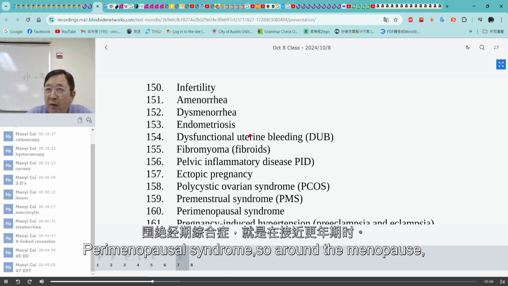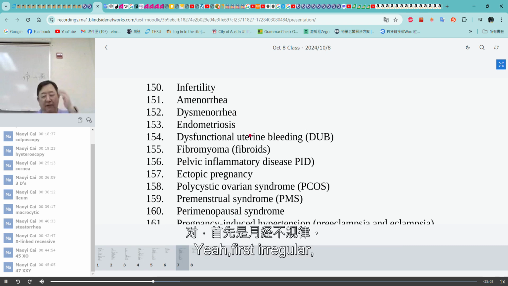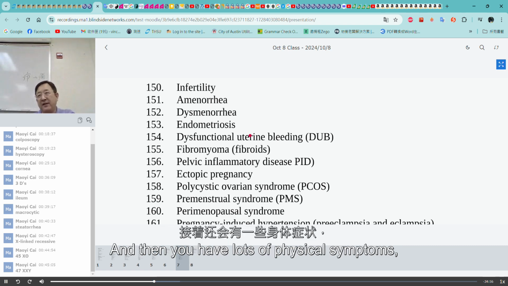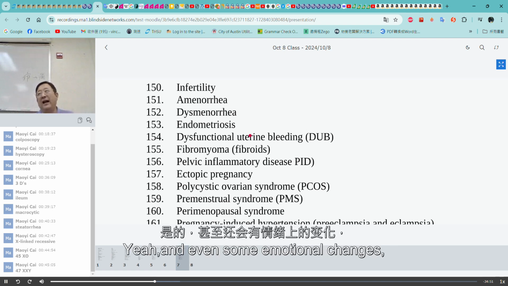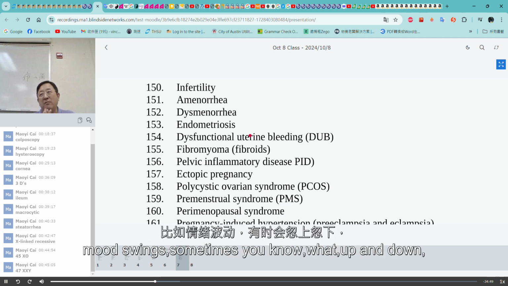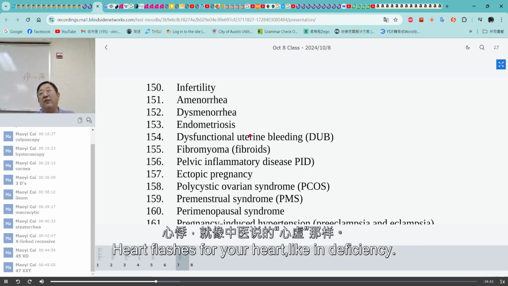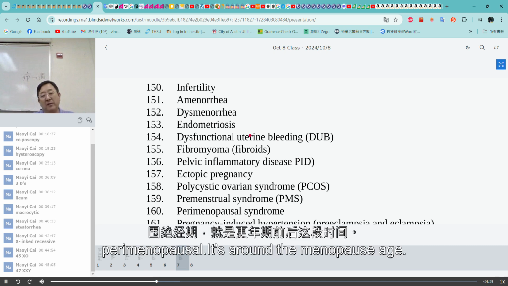Perimenopausal syndrome. So around the menopause, you also have some set of symptoms. First, menstrual periods become irregular, and then you have lots of physical symptoms like hot flashes. Is that right? Yeah, and even some emotional changes, mood swings, sometimes up and down. Hot flashes, feel hot, like yin deficiency signs. Yeah, perimenopausal. Yes, around the menopause age.